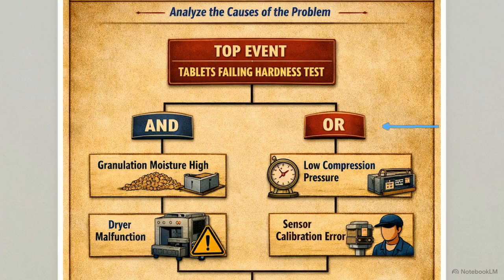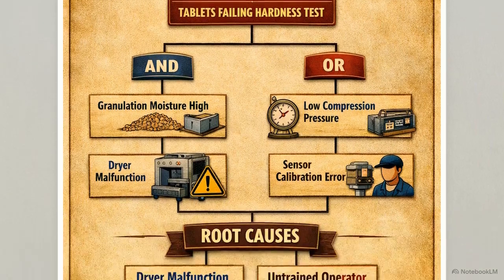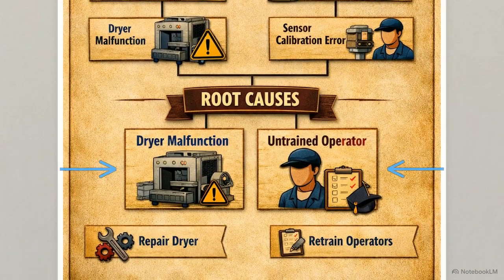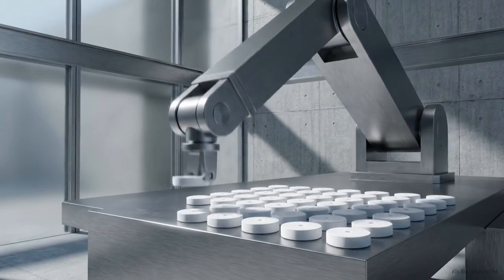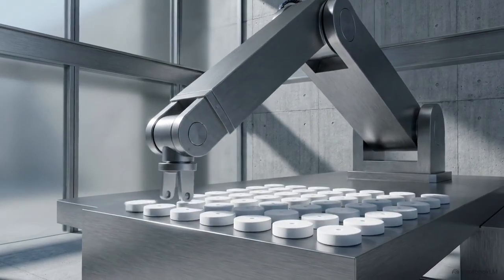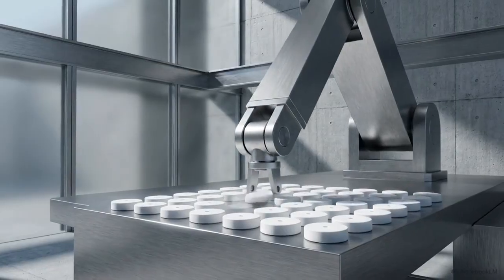The pressure branch operates under an OR gate, meaning a single sensor error triggers failure. Step 5 reveals the basic root causes, a dryer malfunction and an untrained operator. Finally, Step 6 implements CAPA, repairing the dryer and retraining staff. Applying this 6-step framework turns an ambiguous product failure into a highly specific and actionable GMP compliance directive.